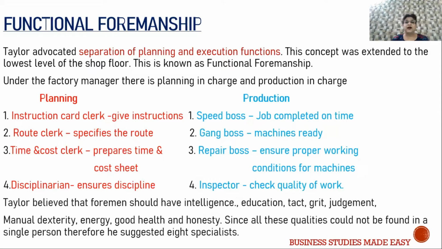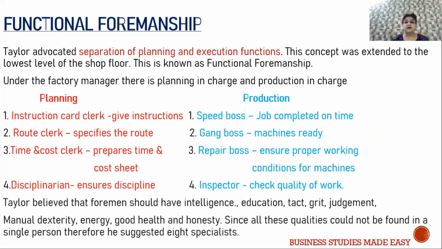Then come to the production department. In the production department, we have the speed boss. Speed boss ensures that the work is being done on time. Then we have the gang boss. Gang boss keeps the machines and everything ready. Now, please remember there's a difference between repair boss and gang boss. Once a worker does the work and goes, the gang boss sees that all the machines are now proper, that there's no fault in them. So that the next day when the worker comes, he finds the machines in proper order.